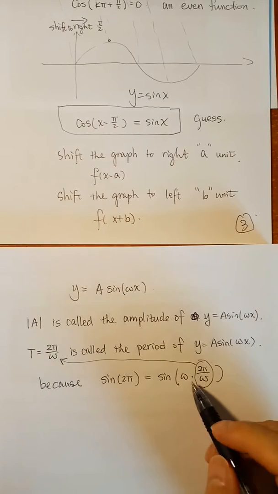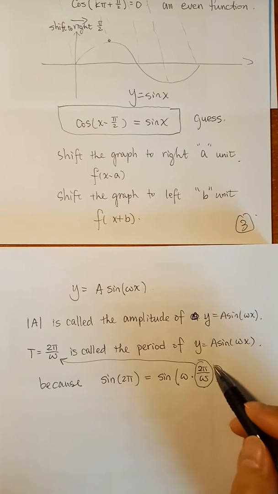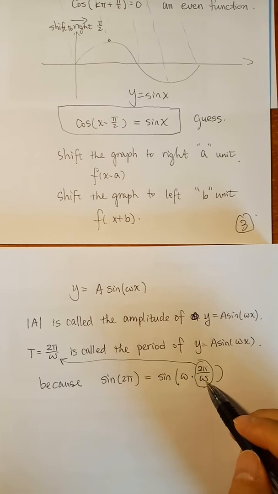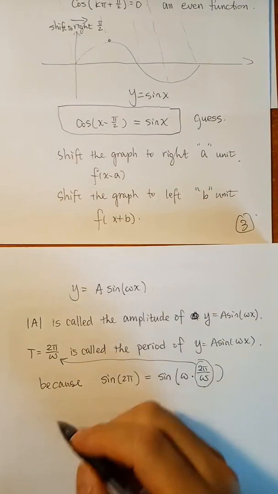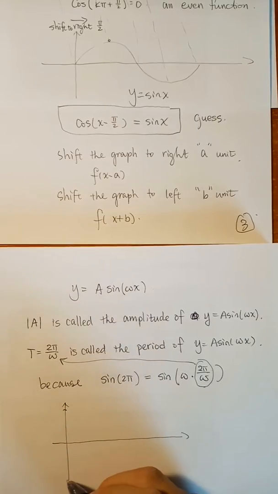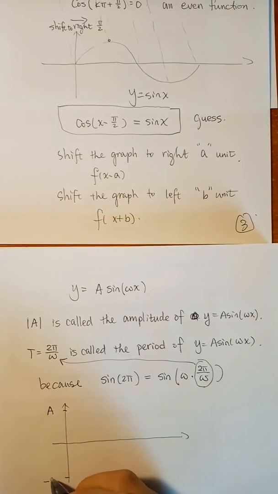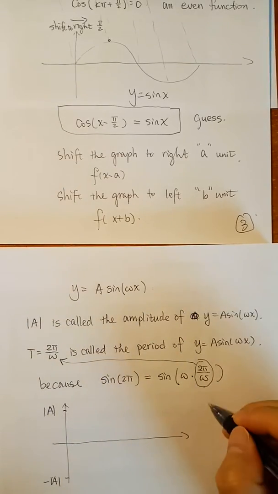So we want 2 pi. But in this formula, x has a coefficient omega, so it's omega times the corresponding value of x. It is 2 pi over omega, and this gives you the period. So for the function a sine omega x, there are two concepts. One is the amplitude, the other is the period. The amplitude is used to determine the maximum and minimum value. Here, let's assume a is positive.